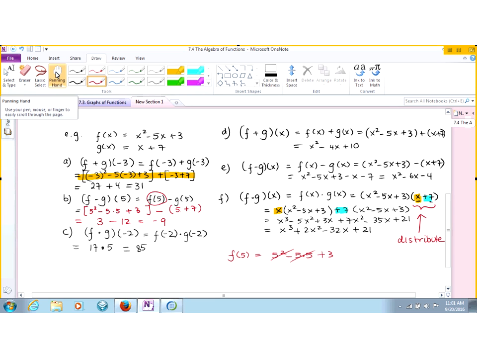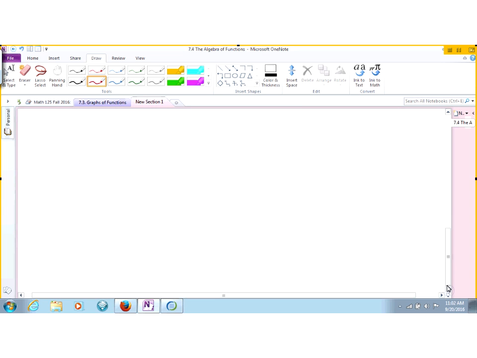Now the last one. What about f over g? Can you guys do it? So you have to do long division. Do you remember long division? Okay, then you should do long division. So f over g of x is f of x divided by g of x. So it's f over g of x. This is f of x divided by g of x. Okay.